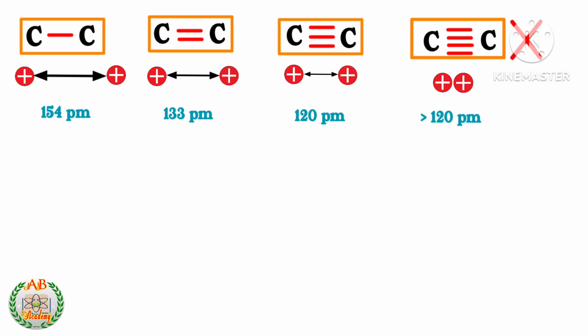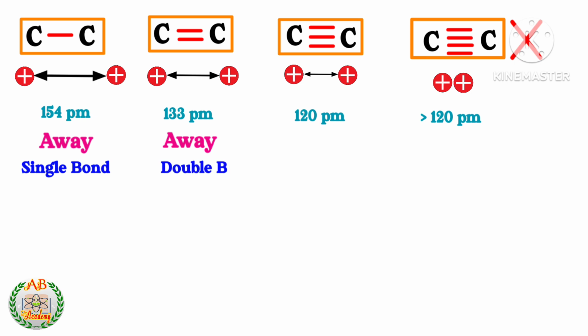Now listen carefully. Here the two carbon nuclei are away from each other so they can form a single bond. Here the two carbon nuclei are still away so they can form double bonds. Here the two carbon nuclei are close together but still they can form triple bonds.